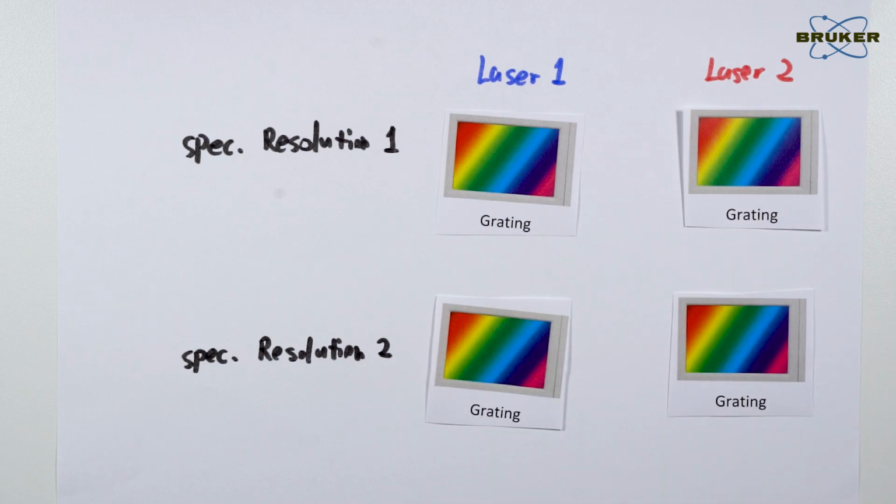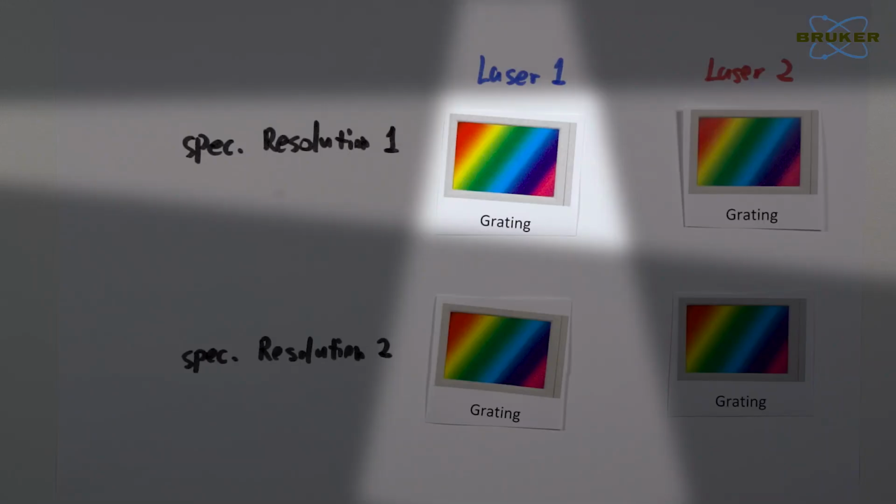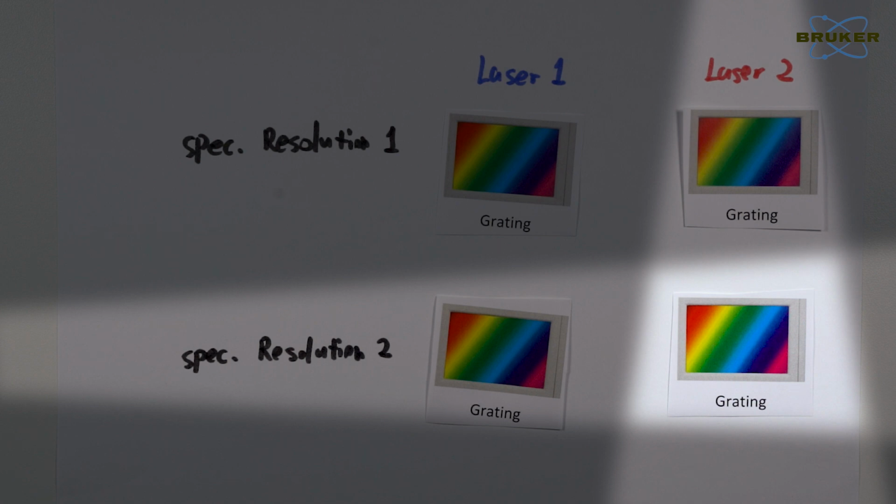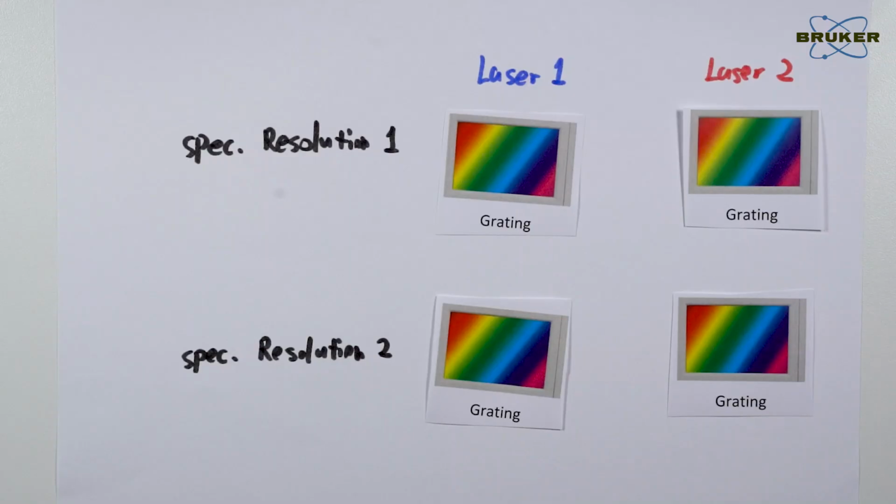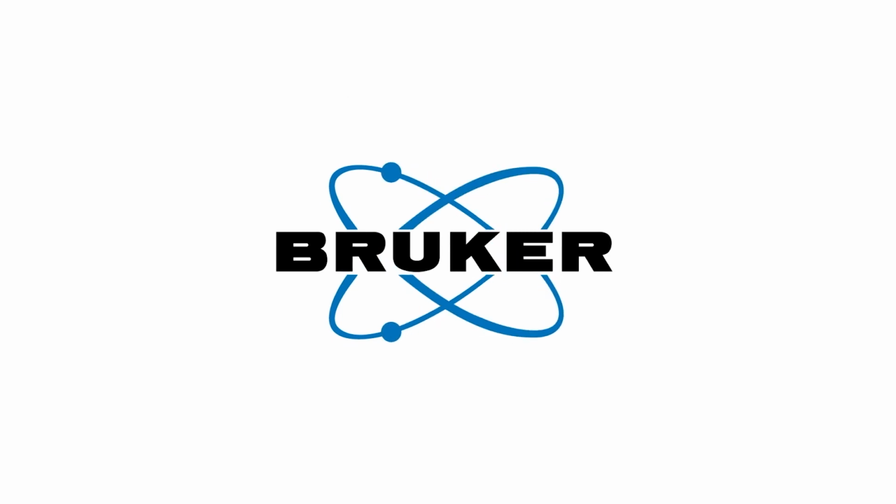As a result, to achieve various spectral resolution with various lasers, we will need multiple gratings and must switch among them. This brings two new challenges: changing the grating and calibrating the spectrometer. In the next two videos, we will see how a modern Raman spectrometer handles these challenges.